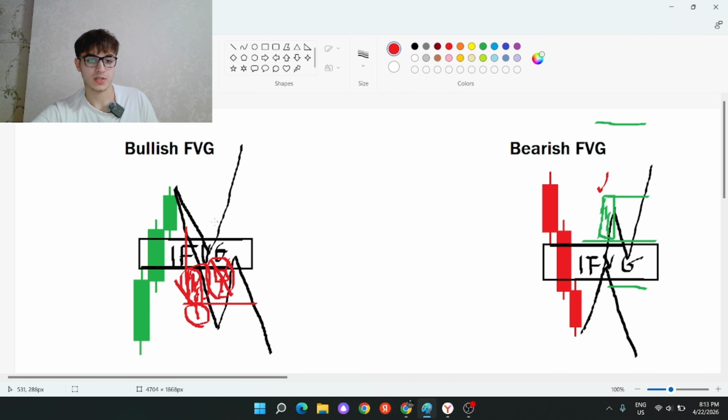Then I enter right here, putting the stop loss above this inverse fair value gap, or if we have candles like this one, putting the stop loss 5 pips above this candle or 5 pips above this inverse fair value gap. Then I'm targeting the session's low. This is so easy, guys. Right now, I will show you the examples.